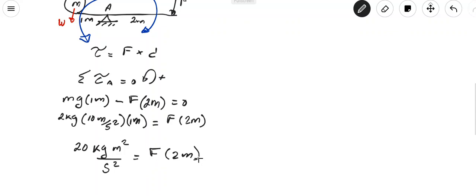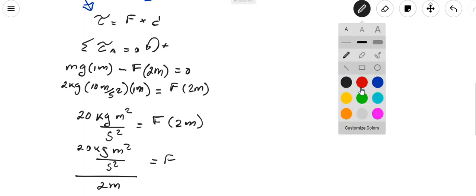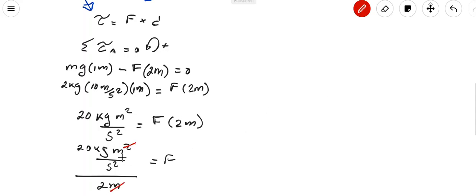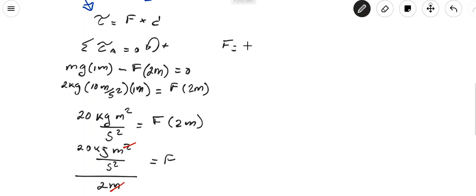So I will divide now by 2 meters, so I get 20 kilograms meters squared over second squared divided by 2 meters is equal to F. I will simplify this meter with one of the meters of the meter squared. So I divide 20 by 2, and my force F is equal to 10 kilograms meters per second squared, and kilogram meters per second squared is Newton. So I have a force of 10 newtons.